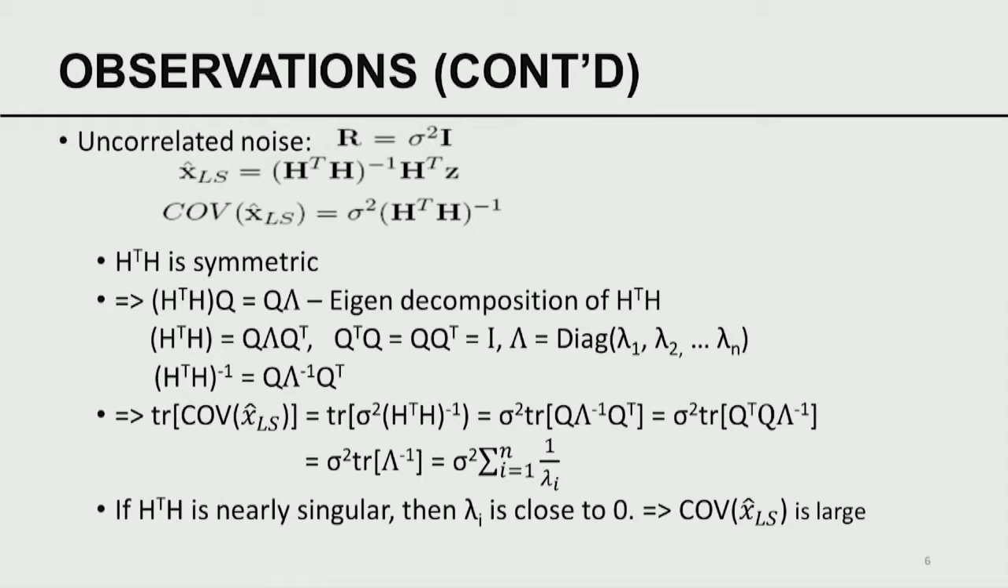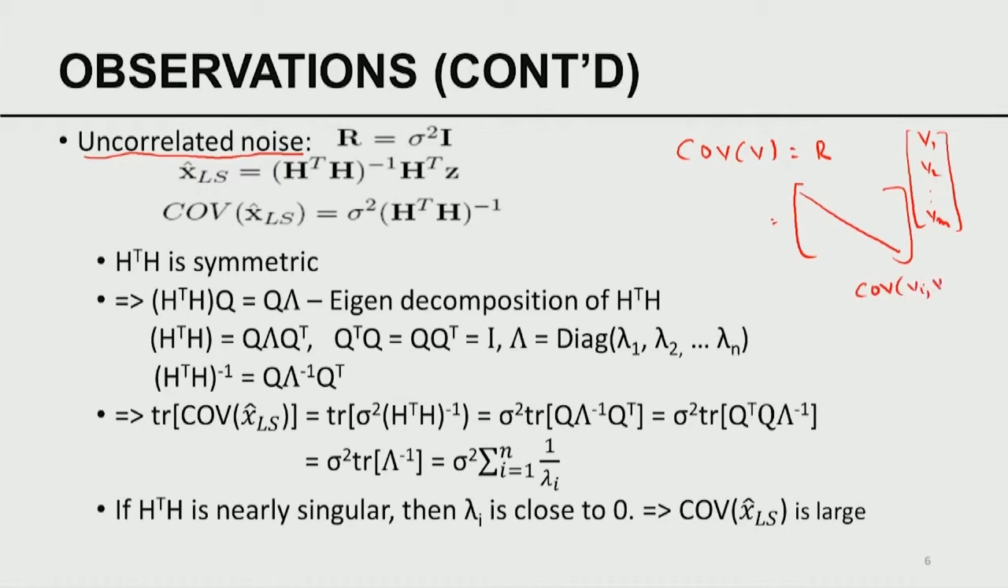Now I am going to make some further simplification. Until now we assumed the covariance of V is equal to R. In general R is SPD, a symmetric matrix. In general it can have non-zero off diagonal elements. Now I am going to come to a very special case. I am going to consider the noise components V to be uncorrelated. So what does it mean? V has V1, V2, up to Vm. The covariance of Vi with respect to Vj is equal to 0 for i not equal to j. What does it mean? All the off diagonal elements are 0.